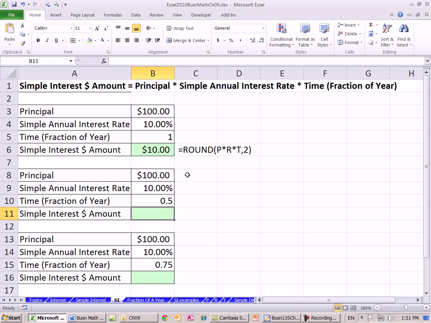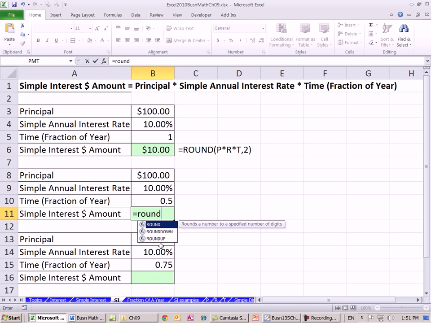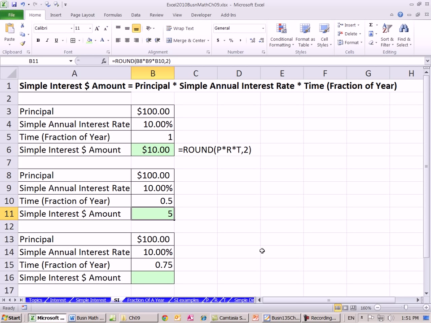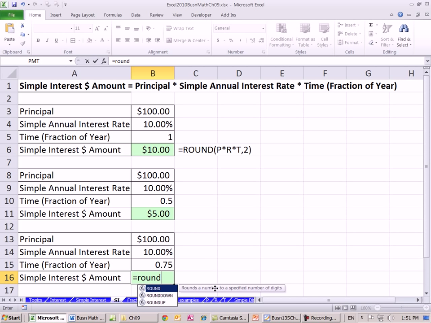All right, so now down here, 100 bucks, 10%. Oh, and the fraction of a year, that's the time is a half a year, right? So that could be 6 months. Well, let's do our formula. Principal times rate times time. $5. Control Shift 4 to format it as currency. All right, and finally, we'll see our third example. We're dealing with dollars, and we're multiplying and dividing decimals. None of these are messy, but later we'll get some messy ones.